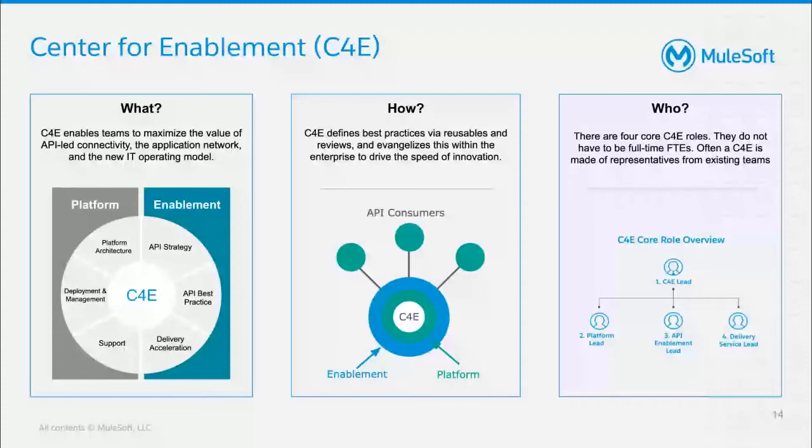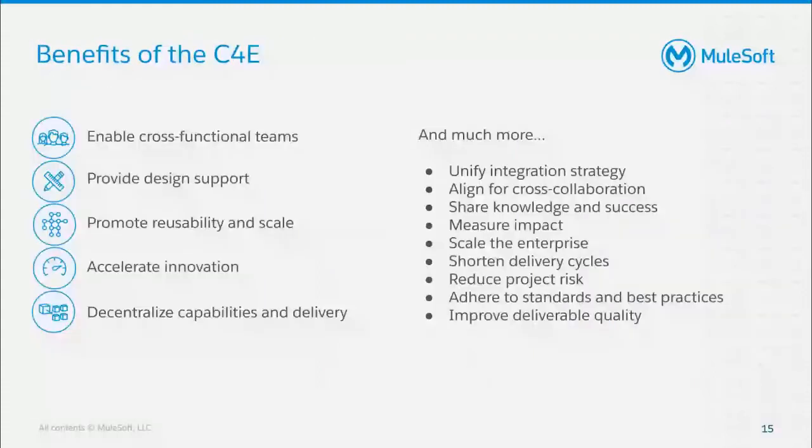So to conclude, let's look at the benefits of the C4E. And as I said, it enables your cross-functional teams. It supports your onboarding of projects, the scalability, the efficiency. It reduces risk. It reduces cost. Why? Because you have standardized and optimized assets, processes that you can share and that you can reuse.